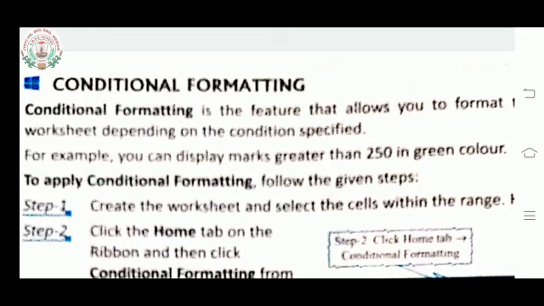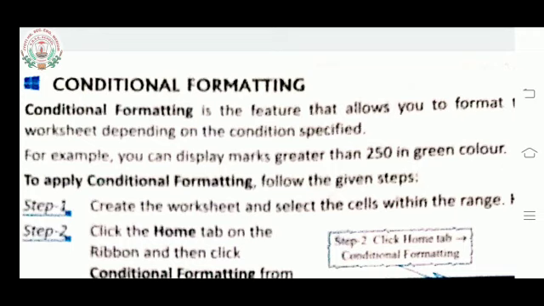If such kind of condition you want to give for a range, then we are using this conditional formatting. The meaning is clear. Now let us see what is written here. The conditional formatting is the feature that allows you to format the data in the worksheet depending on the condition specified. Condition you are giving. For example, you can display marks greater than 250 in green color. Then how we are going to use?